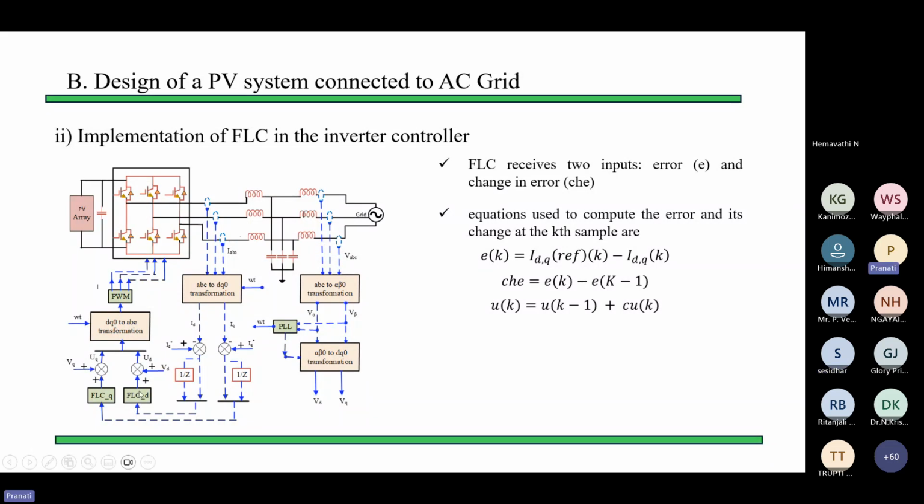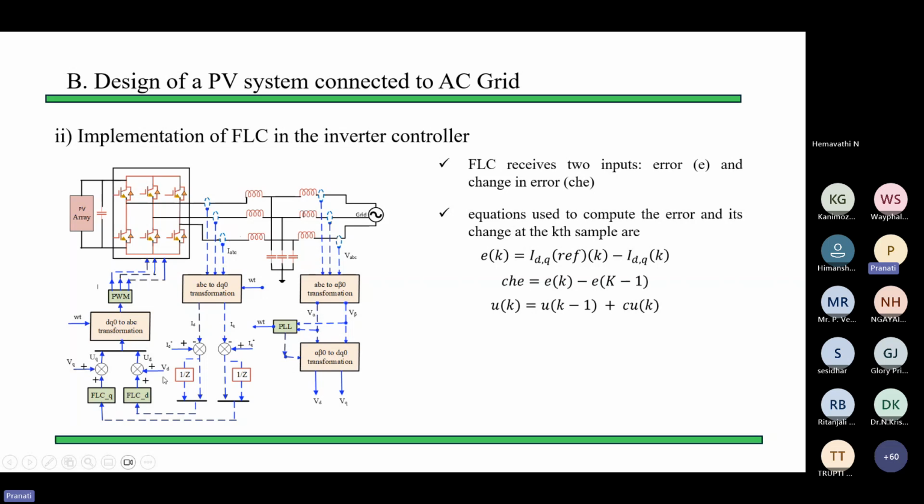Now this is fuzzy logic. Two fuzzy logic controllers are used. One is for the D axis, another one is for the Q axis. For the D axis, the comparison is between the D axis value and its reference value. For the Q axis, we need to set the reference value to 0 so as to achieve the unity power factor. That is why 2 fuzzy logic controllers are used here. Many of the research papers also use PI controller here.